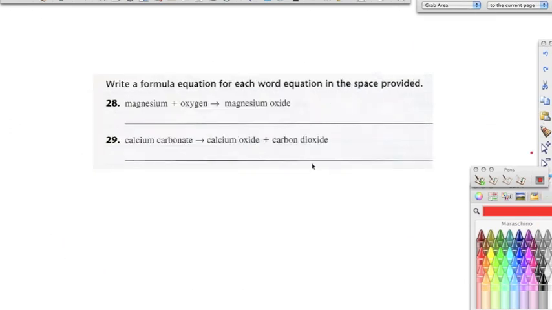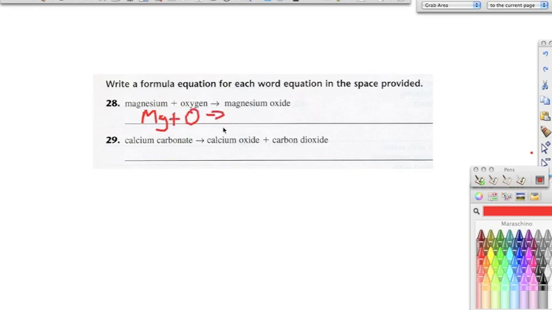Okay, guys, here on 28 and 29, it says write the formula equation for each word equation in the space provided. So here we're writing the formulas from the words. We see that we have magnesium plus oxygen, and it produces magnesium oxide. So we have magnesium, which is just Mg. We write it as an element by itself, and then oxygen as an O.